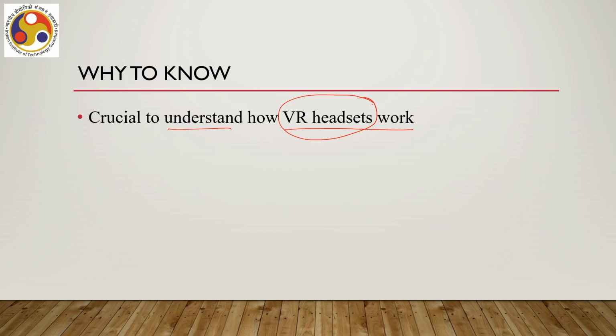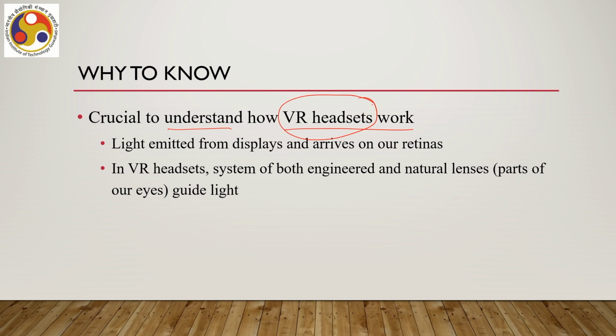Earlier we talked about the hardware, the sensors and other things. Now, we will try to understand the headsets from the point of view of how they work and why they work. What in our physiology as well as our behavior makes it work. And we need to know this thing because we know that light is emitted from the displays and arrives on our retinas, which is part of our eye.